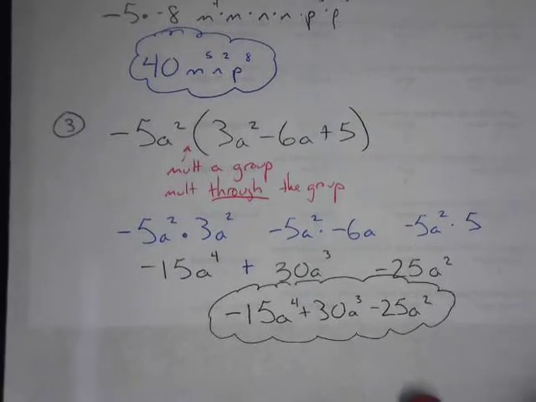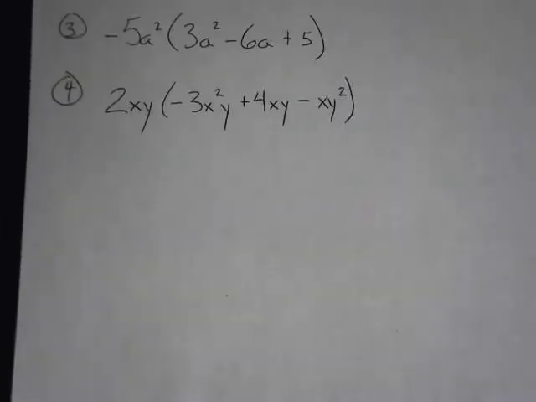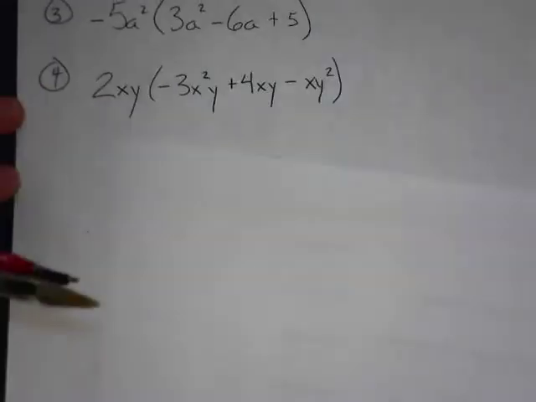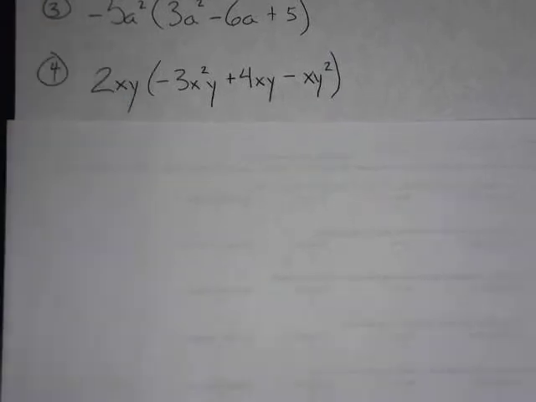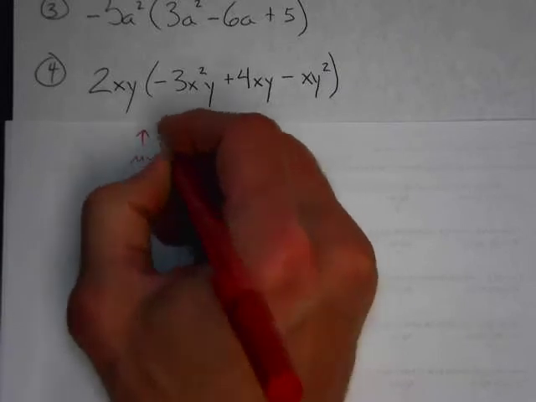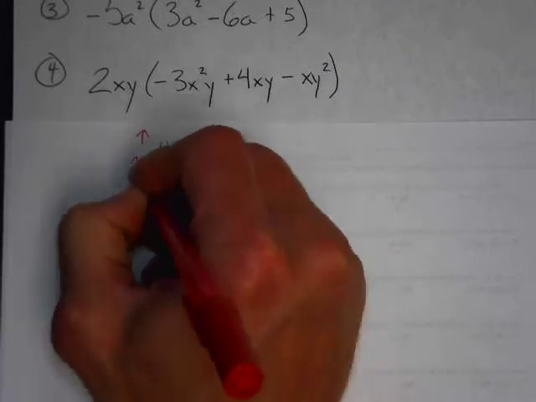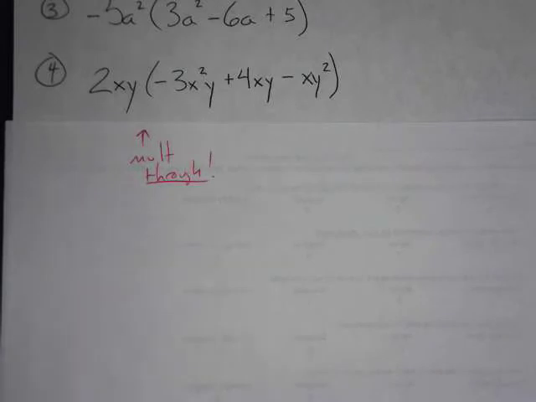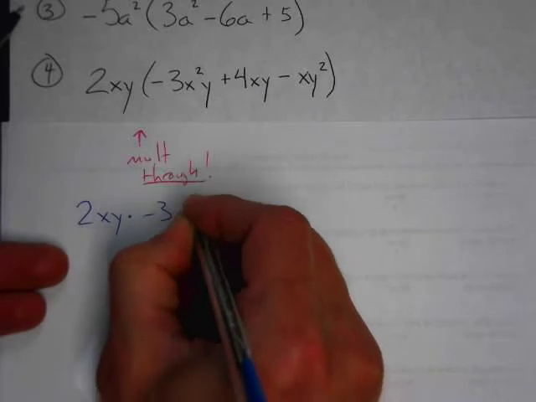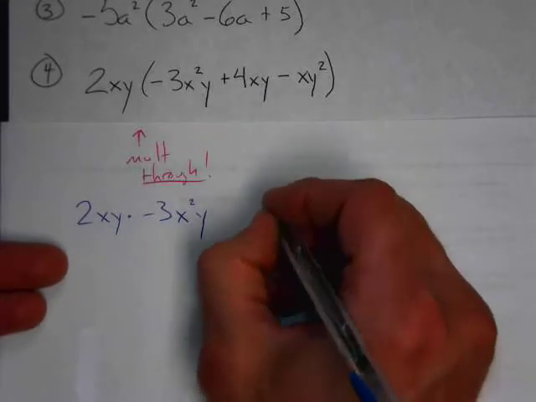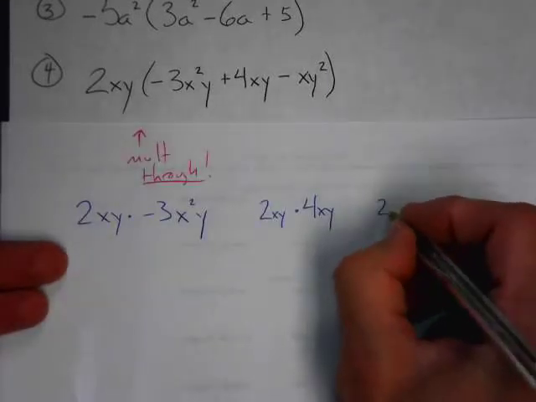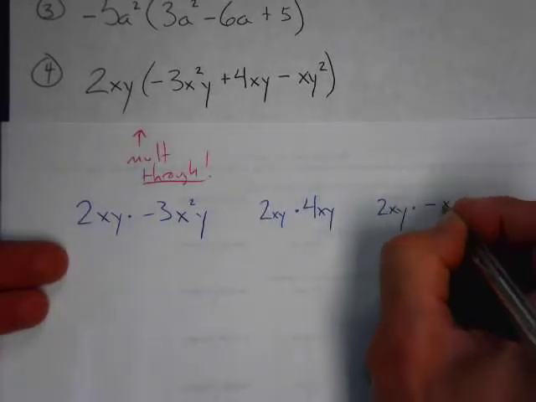And it's the same thing with, of course, the last one, number 4, as well. And so we can multiply the exact same way. So we're multiplying a group. That means we can multiply through the group. If we're multiplying a group, multiply through the group. All right, so we have 2xy times negative 3x squared y. Then we have 2xy times 4xy. And then we have 2xy times negative xy squared.